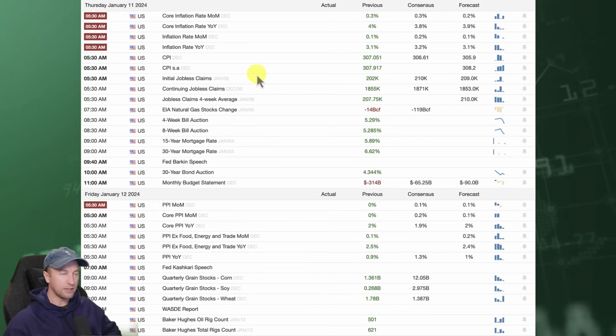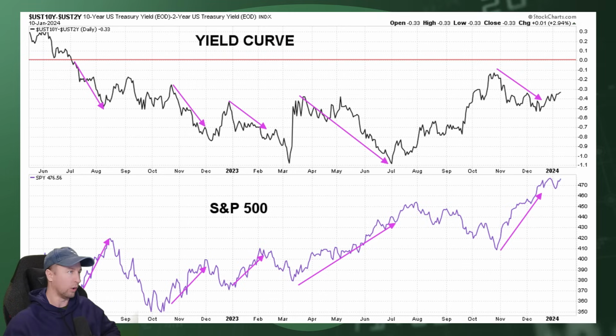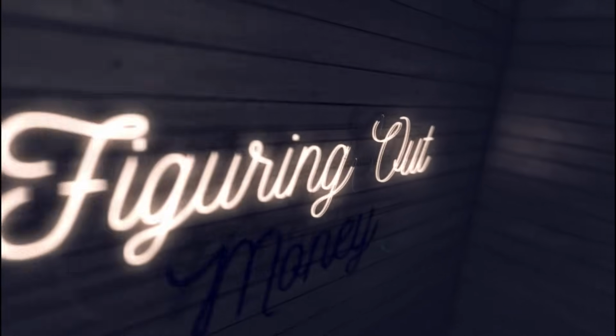Hello, ladies and gentlemen. Tomorrow we've got ourselves a packed day of macro data. And the following day, we even have more. We're going to talk about what the market expects to see take place as far as risk. We're going to go over into some indices and really see what we see happening in the SPY, the Qs, the IWM, and some interesting charts here that have to do with the yield curve. All that and more on today's Stock Market Brief show, where we navigate the financial markets through the lens of technical and intermarket analysis. Let's go ahead and get into it.